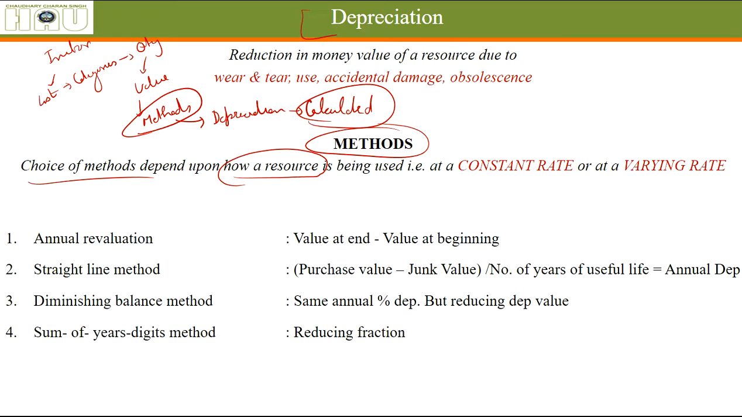using that resource. Let's say if there is a tractor and our cropping pattern is the same, we are using the tractor in our field only, and at the same rate again and again. So there are different methods for that, and if we are using a machinery at different rates, sometimes more, sometimes less, then we are supposed to use a different method.